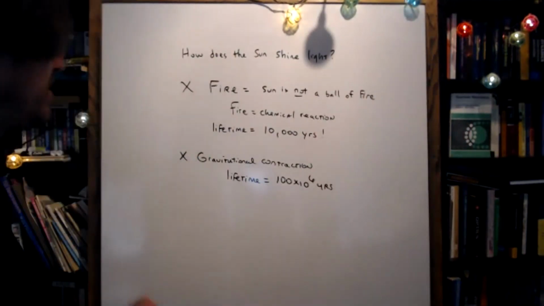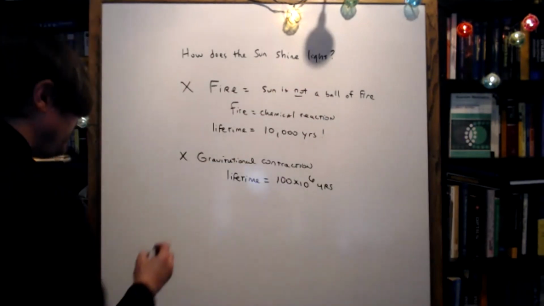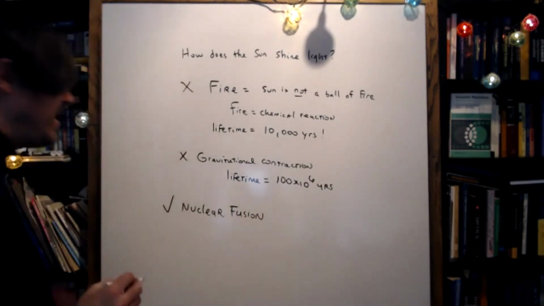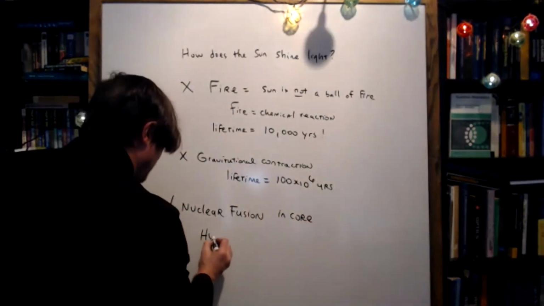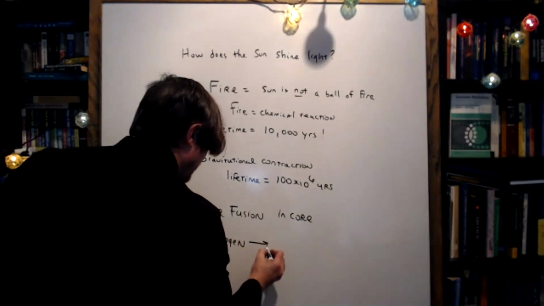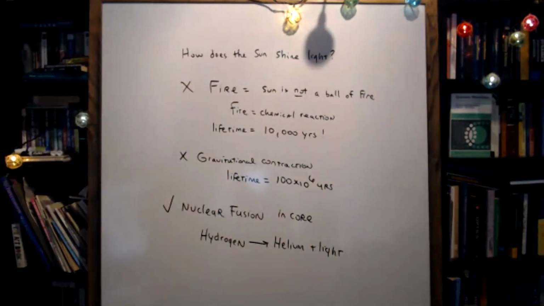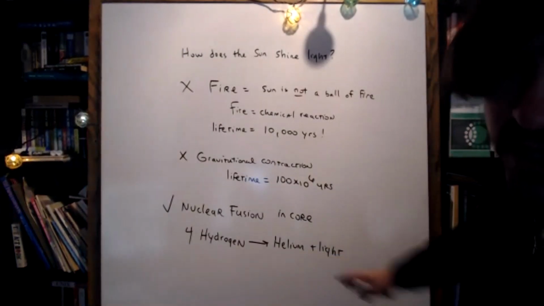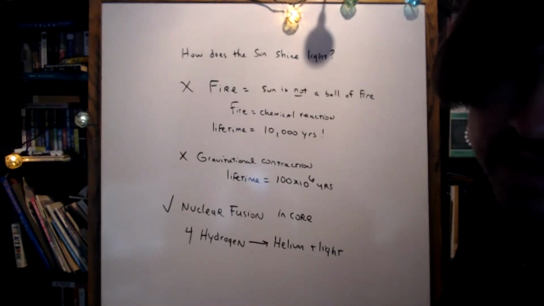The answer to the question, how does the sun shine, is that it has a whopping energy generation mechanism in its core. It's nuclear fusion. Nuclear fusion is a process in the core of the sun where hydrogen atoms get fused into helium atoms plus a little bit of light. In fact, it takes 4 hydrogens to make 1 helium plus some light in the form of gamma rays. This reaction sequence, known as the proton-proton chain, is the nuclear fusion mechanism by which the sun generates light that then leaks its way out of the star.